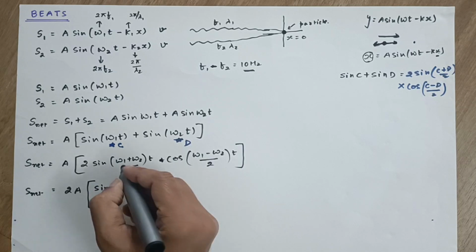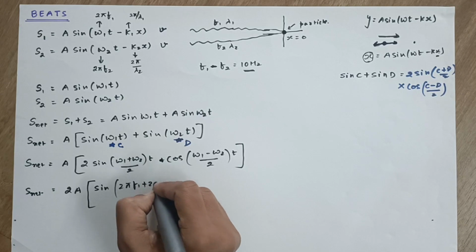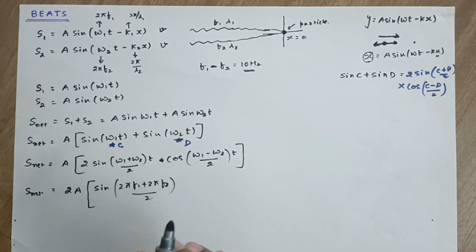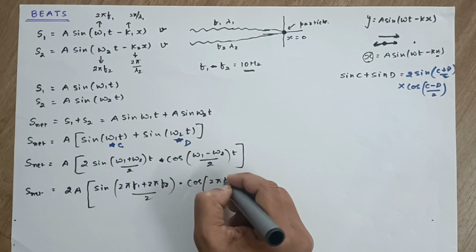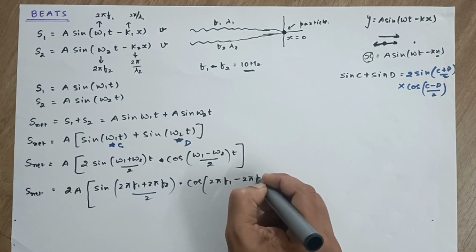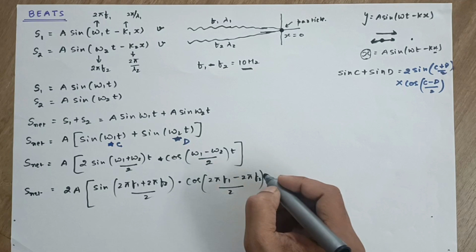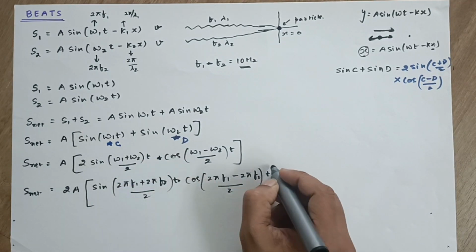Now let me write this. This is of course S net, that is equal to sine of (2 pi f1 plus 2 pi f2)/2. Please do not cancel this 2, we need it, right? And cos of again (2 pi f1 minus 2 pi f2)/2. Again, do not make any cancellations here, you will understand why, right? So I forgot t over here.